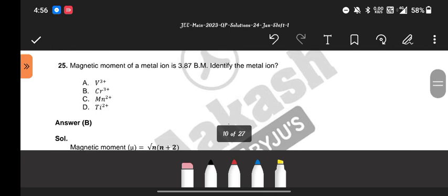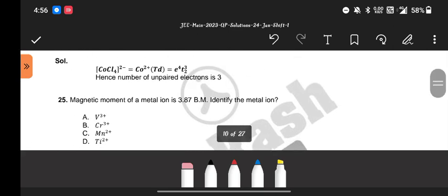Next question is question number 25. Here they have asked: the magnetic moment of a metal ion is 3.87 BM. Identify the metal ion: V3+, Cr3+, Mn2+, or Ti2+.